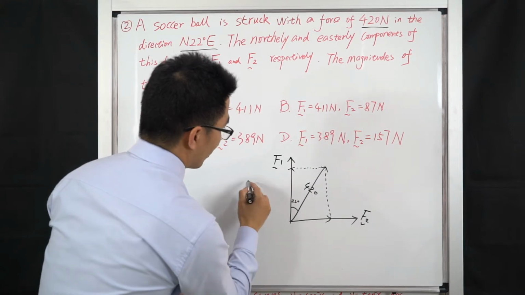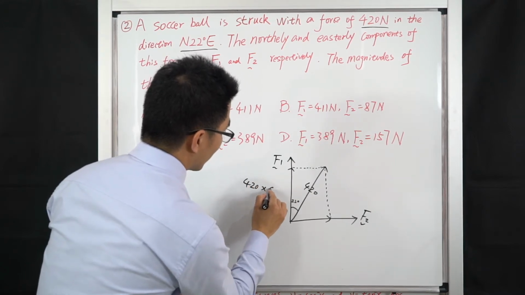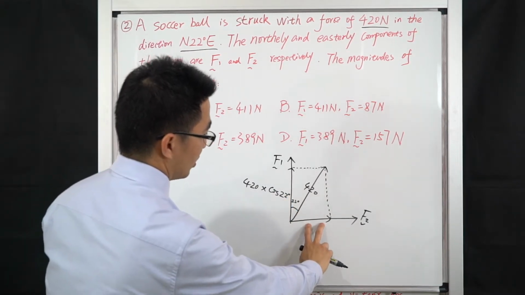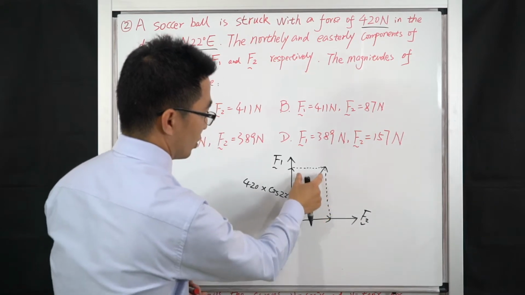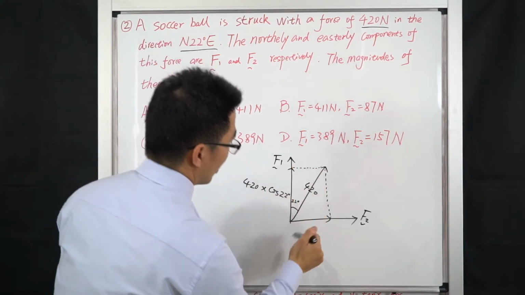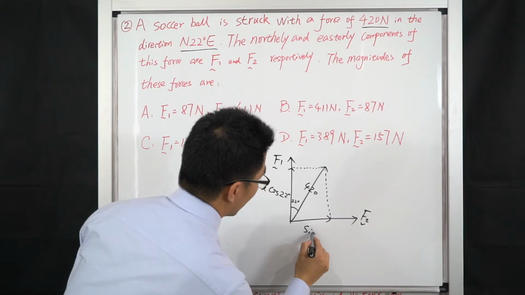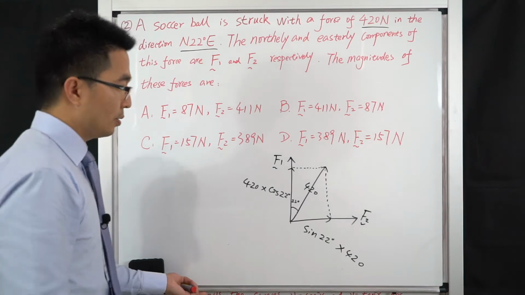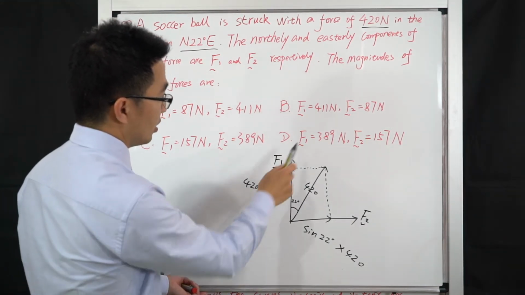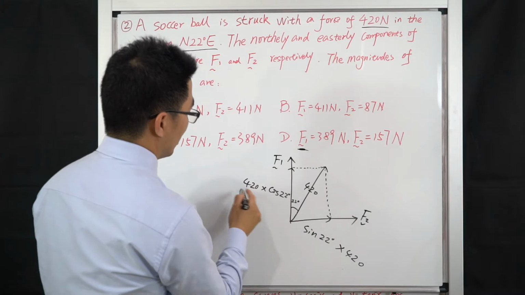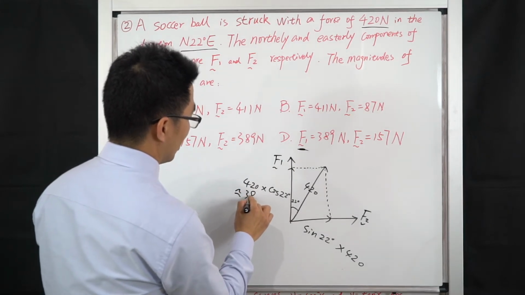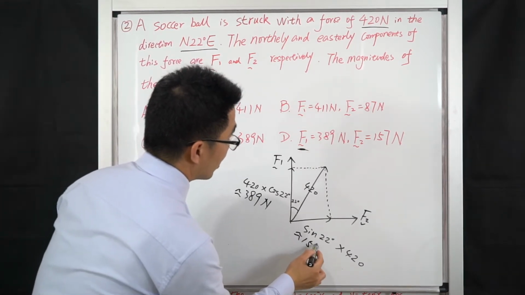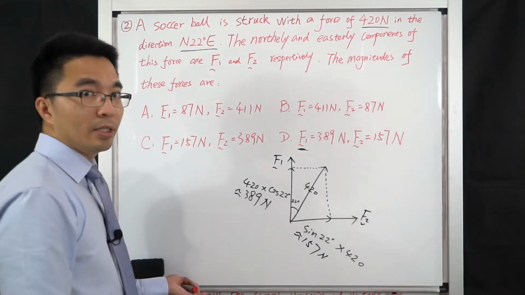This F1 force would be 420 times cos 22 degrees, right? This force is equivalent to this one. So in this triangle, this force would be sine 22 degrees times 420. Just use a calculator and you get the answer. F1 is roughly 389 newtons, and F2 is roughly 157 newtons. The answer is D.